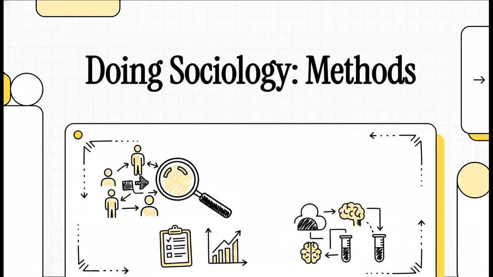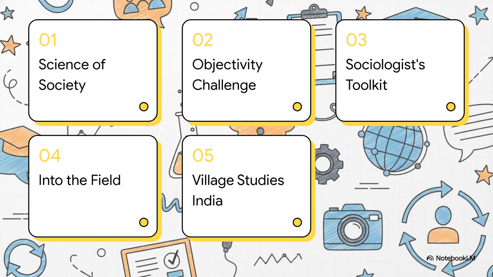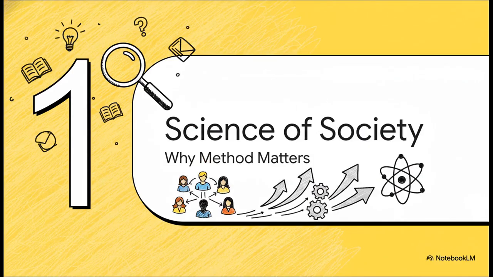Well, welcome to this explainer, where we are going to unpack exactly that. Today, we're focusing on explaining the chapter of social science that deals entirely with methodology. We're going to unlock the exact, rigorous procedures that turn your everyday, casual observations into verifiable scientific knowledge. Here is our roadmap for today. We'll be hitting 1. The science of society, 2. The objectivity challenge, 3. The sociologist toolkit, 4. Into the field, and 5. Village studies in India.